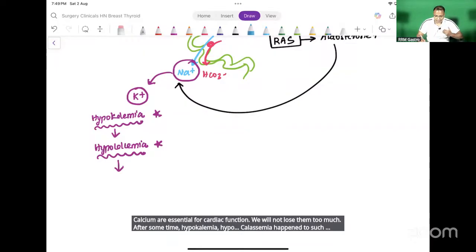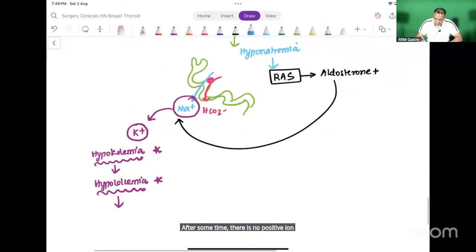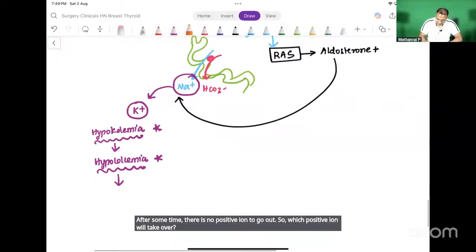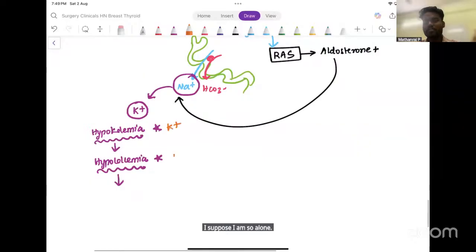After some time, hypokalemia and hypocalcemia happen to such an extent that there is no positive ion left to go out. So which positive ion will take over? H plus ions will go. Potassium is gone, calcium is gone, finally who will go? Hydrogen ion, H plus, himself will go.